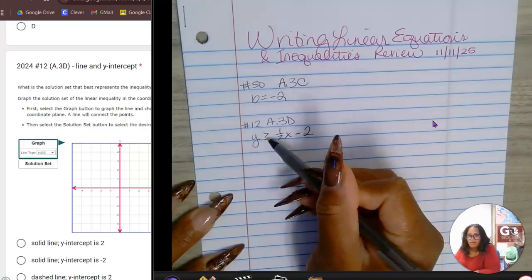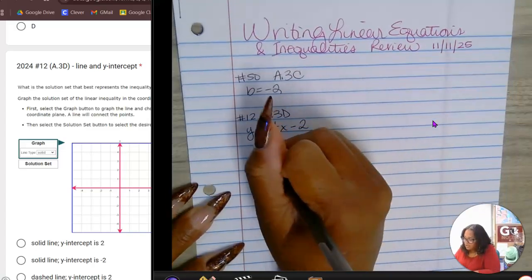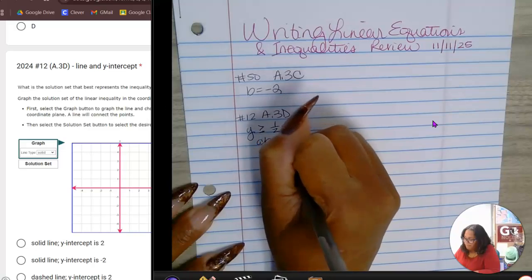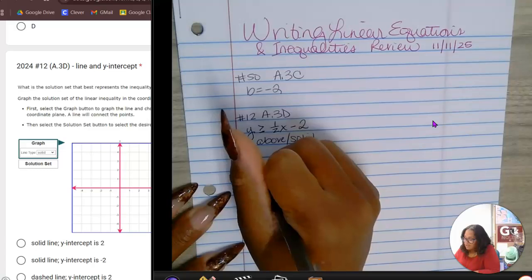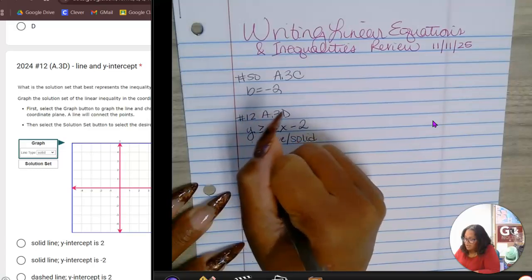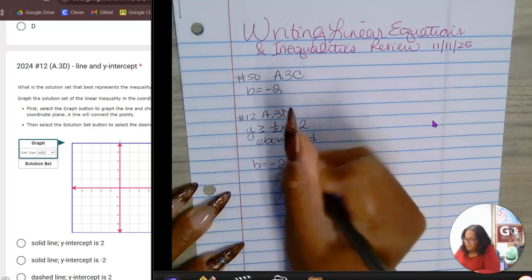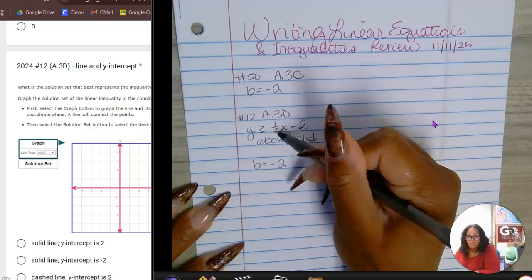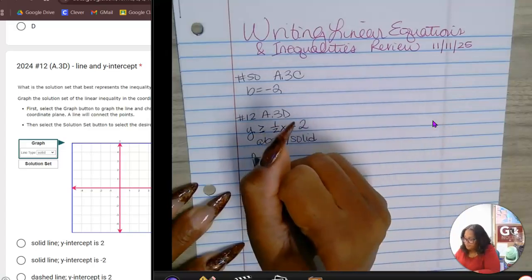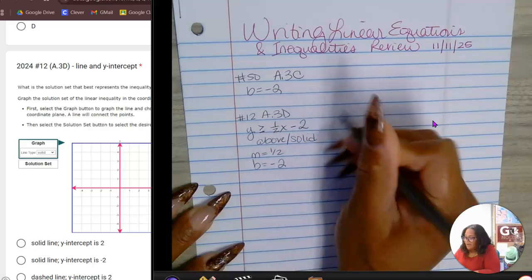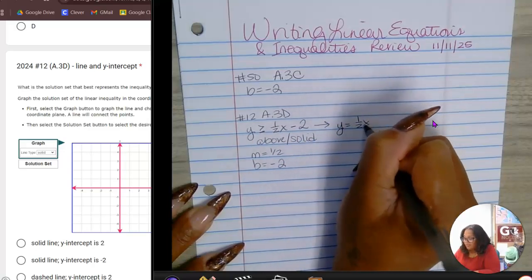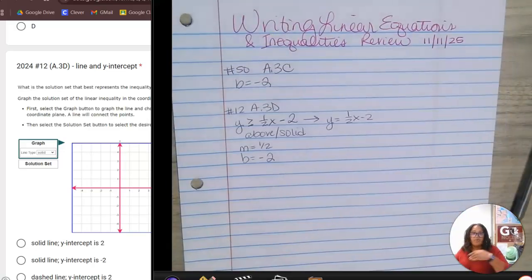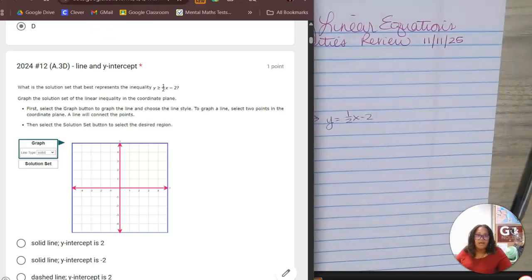So I need to make note of this symbol here. This means this is shaded above, and the line is solid. So I need to plot my y-intercept, which is -2, and then I need to rise 1, run 2 to the right. And then I also can put this in Desmos so I can visualize y equals 1/2 x minus 2, because it won't work in Desmos if I just put it in as an inequality.